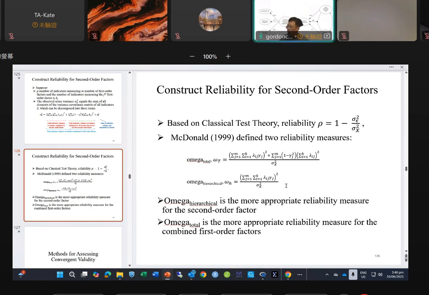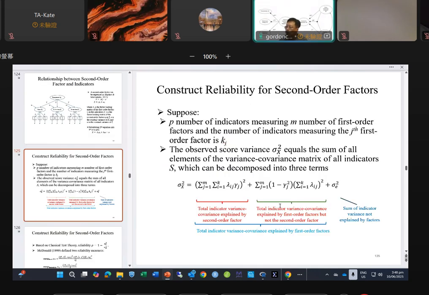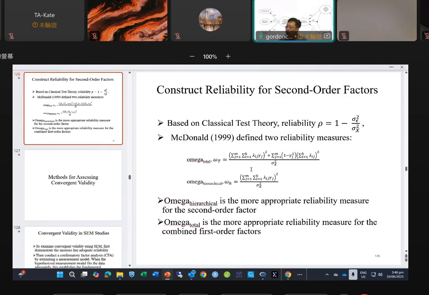So let me summarize. For reliability, we first use Cronbach's alpha. But then we know the problem of Cronbach's alpha: we assume the factor loadings are the same. Therefore, we use construct reliability, which is based on this equation on slide 122. The lambdas, we allow them to be different across items. For a second order factor, we should use omega H. That represents the reliability of the second order factor: the variance of your true score of the second order factor divided by the variance of the observed score. If you use omega total, you are talking about the reliability of the dimensions. You're not talking about the reliability of the second order factor.